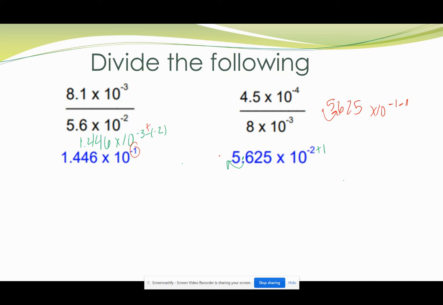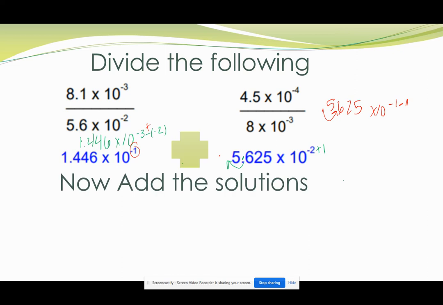Now I ask you to add them. So if we're adding, we want to get the smaller one to become the bigger one. So we want negative 2 to become negative 1. Negative 2 is a smaller number. So negative 2 plus 1, when you add 1, you move it over, and we get 1.446 plus 0.5625. We get 2.0085 times 10 to the negative first.